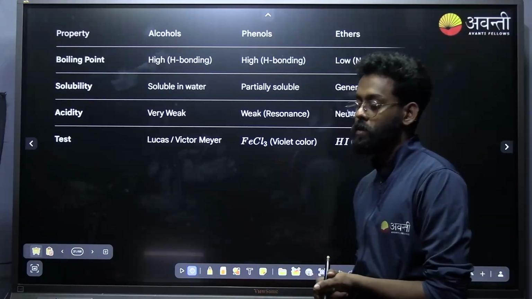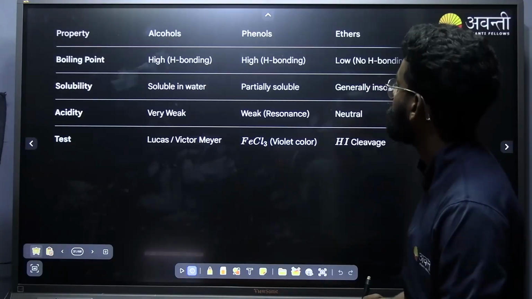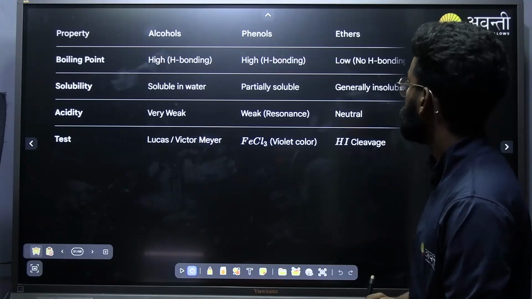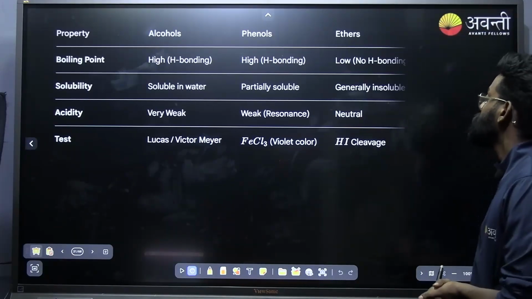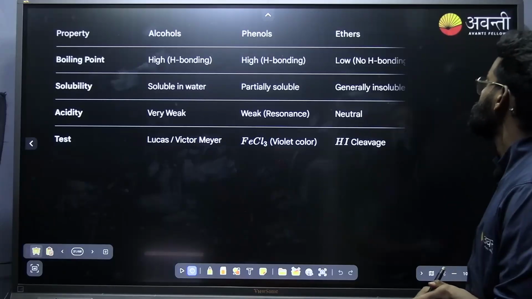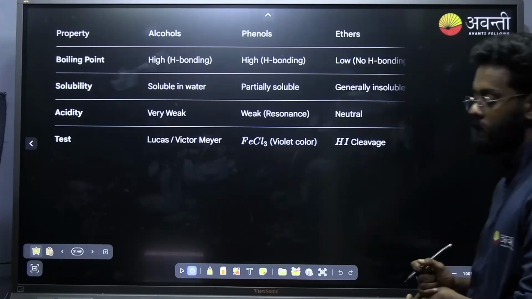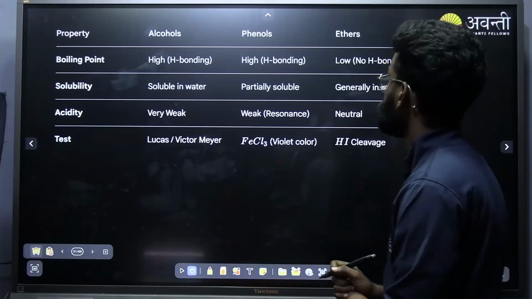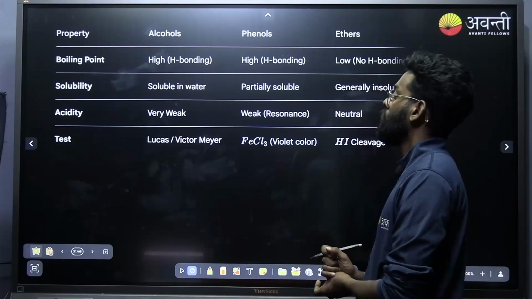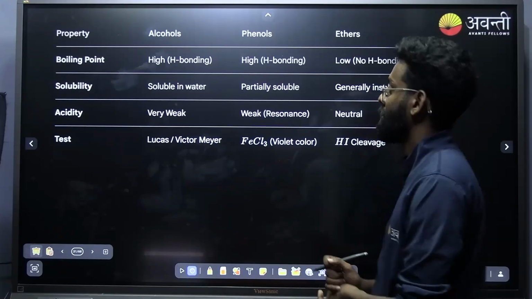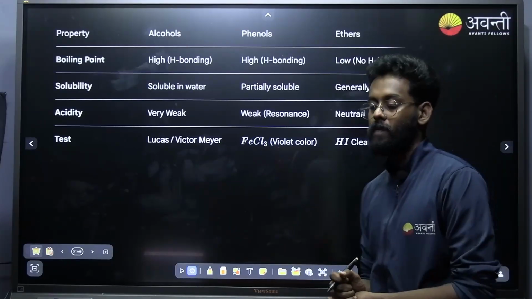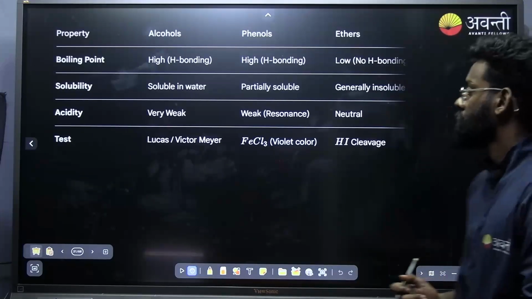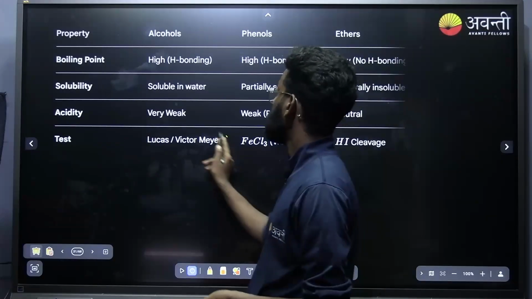Now coming to solubility. Alcohol is more soluble in water, phenol is partially soluble, and ether is generally insoluble because ether, we know, is non-polar. Then coming to acidity, alcohol is weakly acidic, and phenol is also weak but not as weak as alcohol, because in phenol the phenoxide ion is stabilized through resonance. Then ether is neutral.